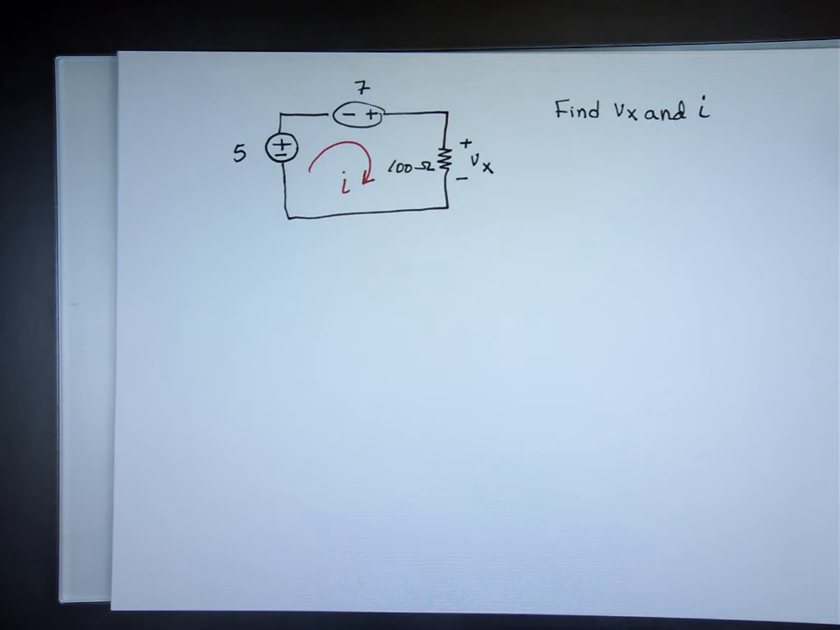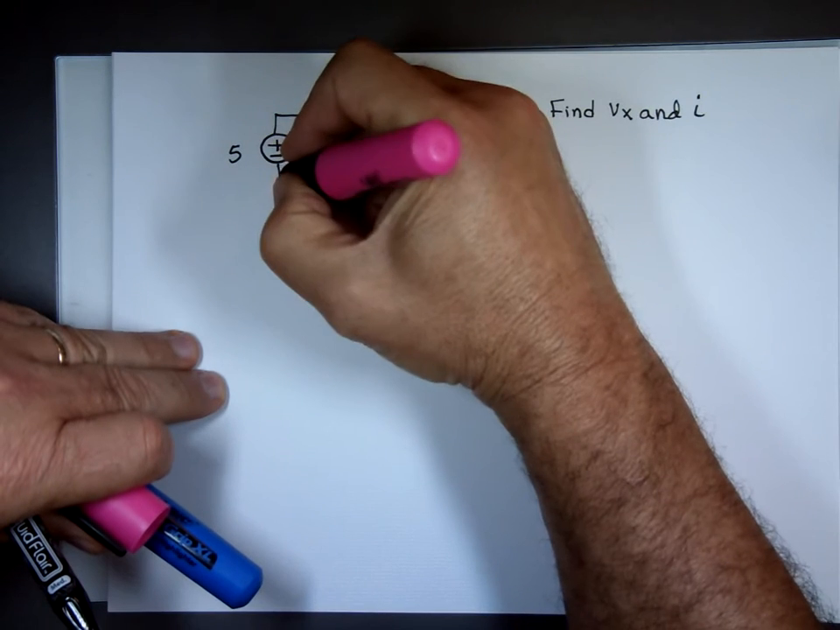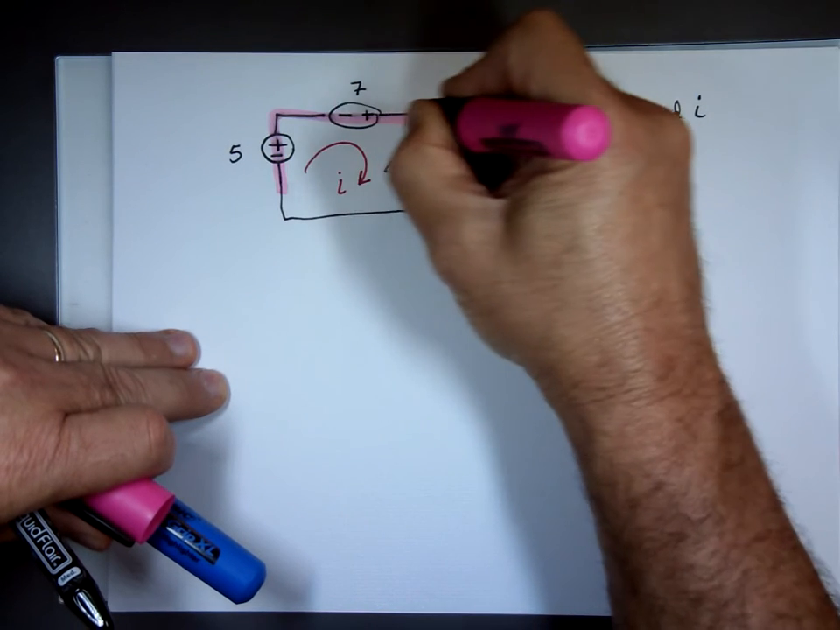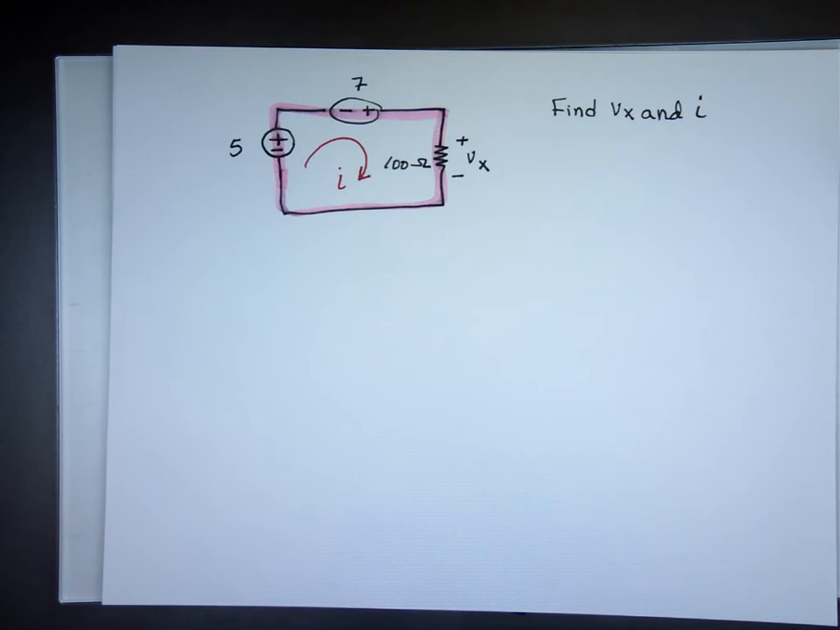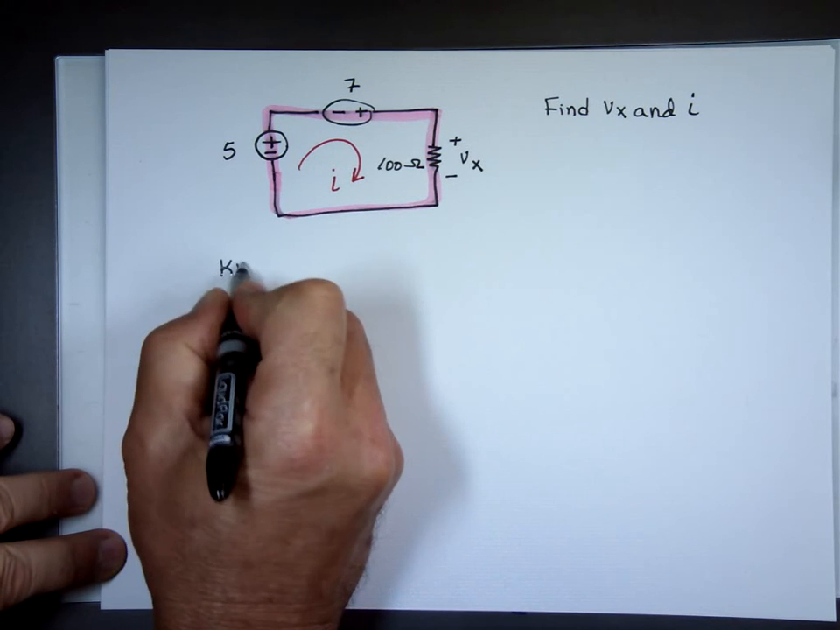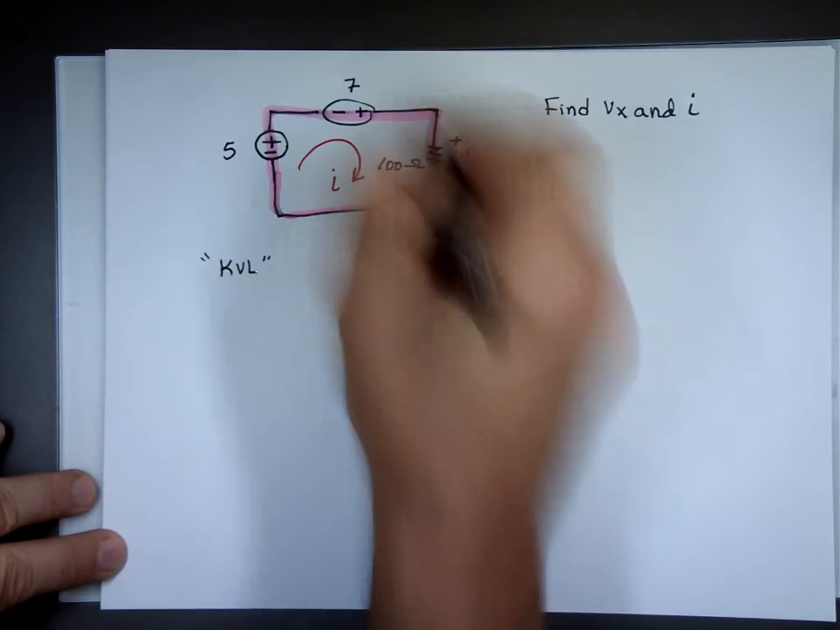Notice I do have a closed path here. I said I have a closed path because if I start from here, I can travel this way, come back down to the same spot. You can see. So KVL says sum of the voltages in a closed loop. If you add all the voltage in a closed loop, the result is 0.